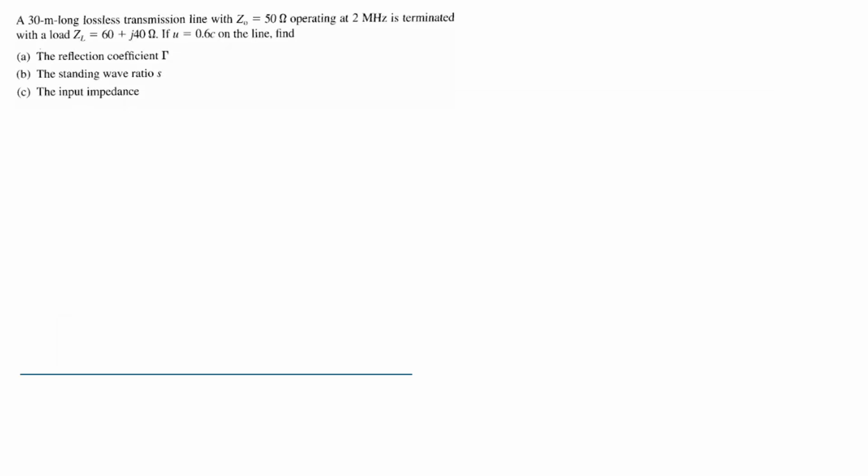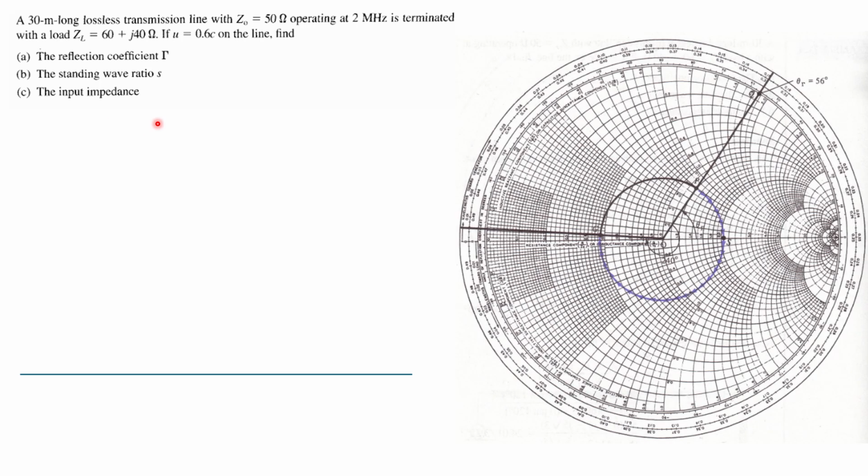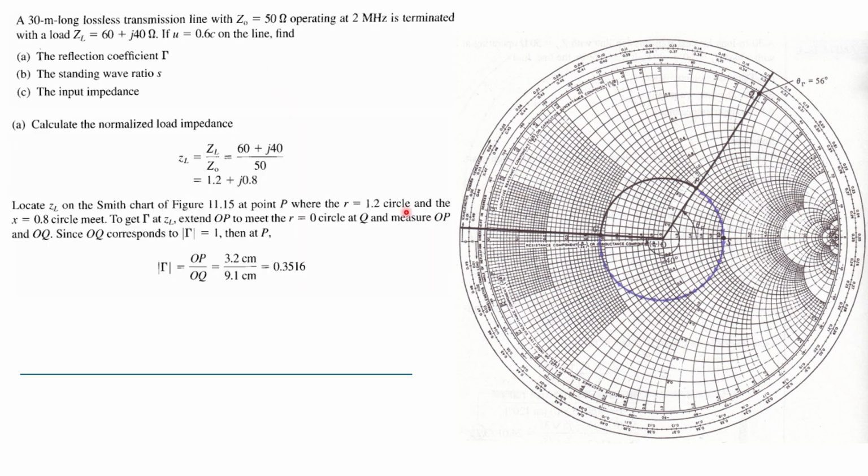So let's take one question. In this question, a 30-meter long lossless line is given, Z naught is given, frequency is given, and ZL is also given, speed is given. So we have to calculate tau, S and input impedance. So how will we find it? Very easy. First, you have to solve using the Smith chart only. So how will you solve?